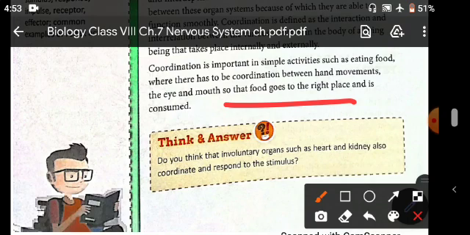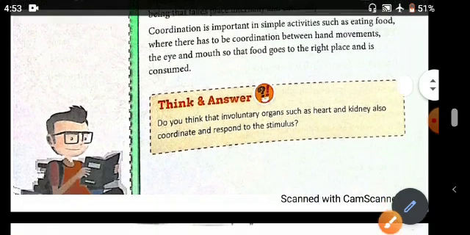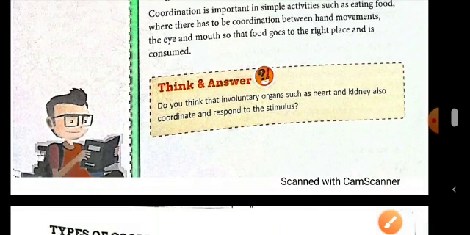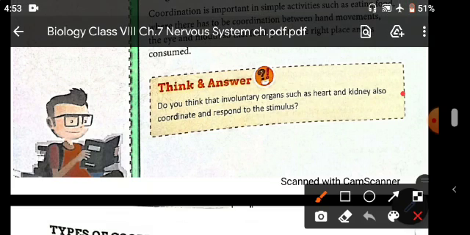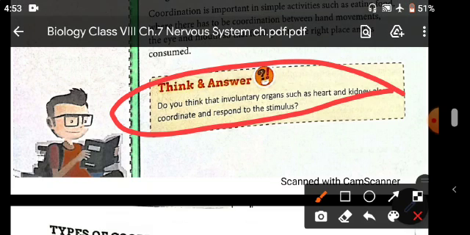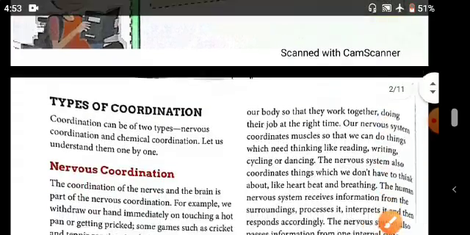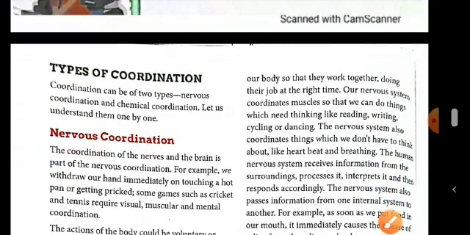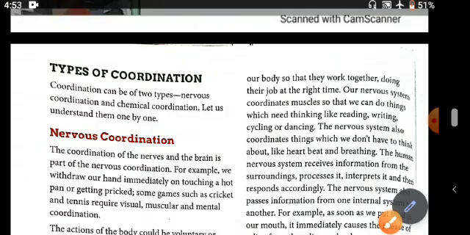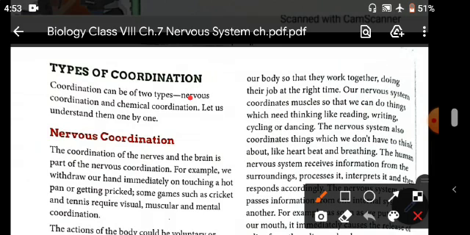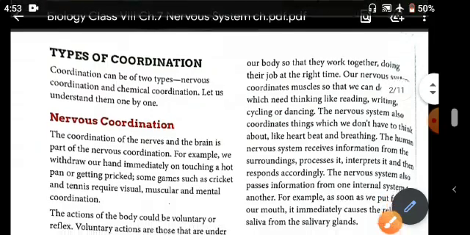Now, do you think that involuntary organs such as the heart and kidney also coordinate and respond to stimuli? Yes. Now, types of coordination. What are the different types of coordination? Coordination can be of two types: nervous coordination and chemical coordination. So let's start by studying nervous coordination first.